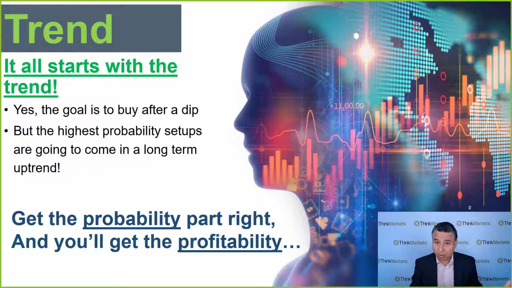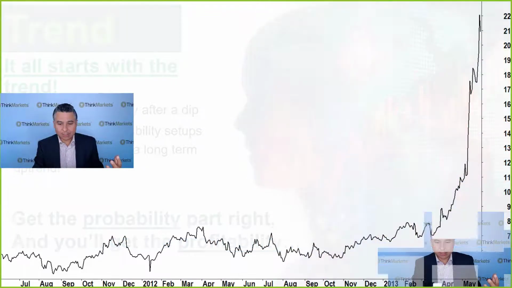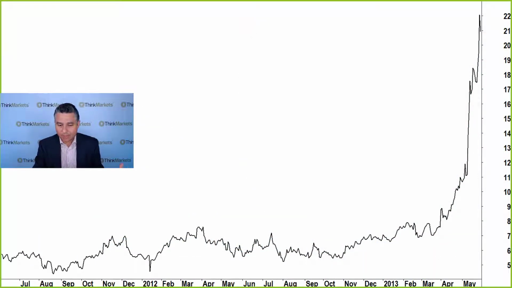So if you get the probability part of it right, I believe then the profitability part of it will take care of itself. I think some investors go about things the wrong way and maybe think that higher profits are going to come from buying stocks potentially that have fallen a long way. I don't agree with that.